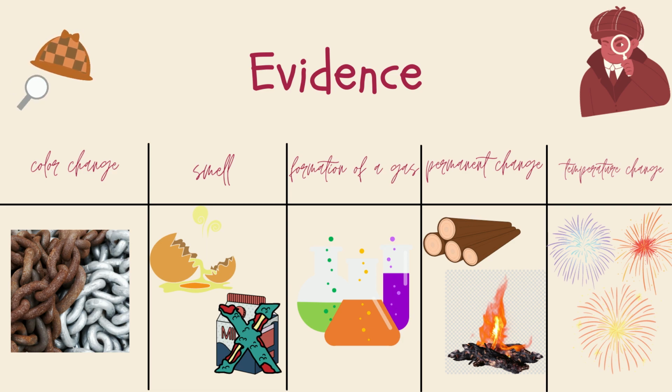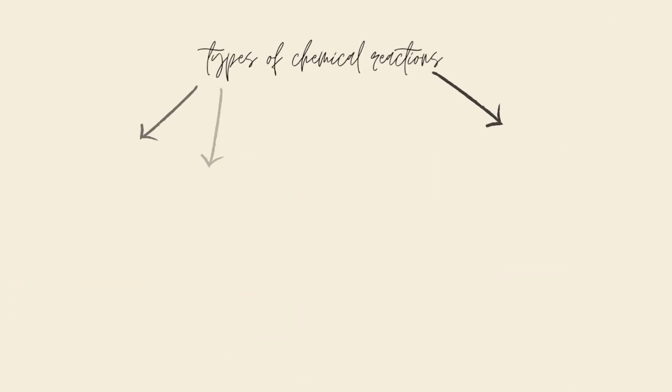The fifth and final one is temperature change. When we light up a firework and it burns into the sky, these colors come out because the powder inside the fireworks burns into the sky and turns on fire, and this is why these colors come out. So let's hop into the next point we're gonna talk about today, which is types of chemical reaction.